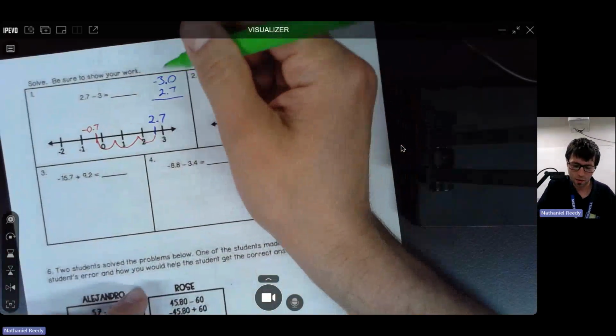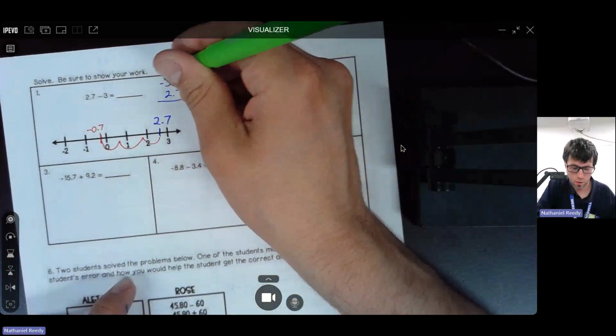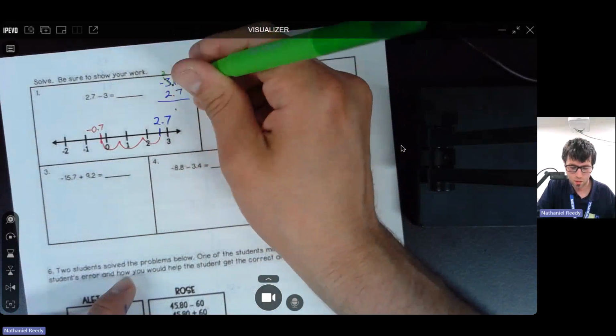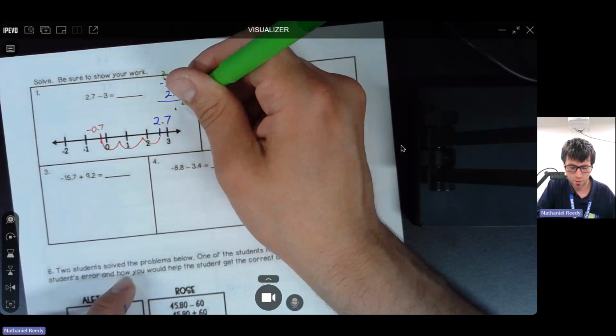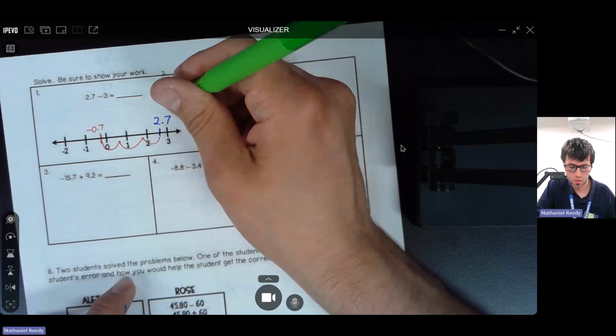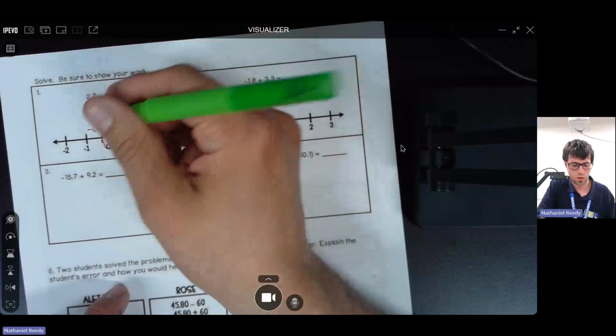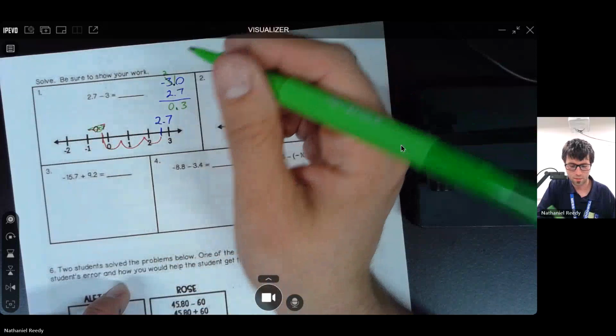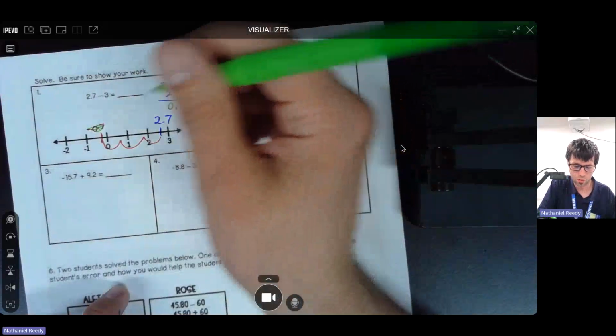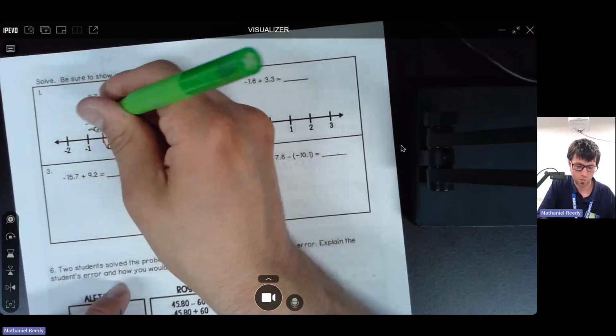So I'm going to borrow 1 from there. So 10 minus 7 is 3. 2 minus 2 is 0. So, oh, I'm sorry. Whoa, I was wrong. Yep, I was totally wrong about that. That should be negative 0.3.